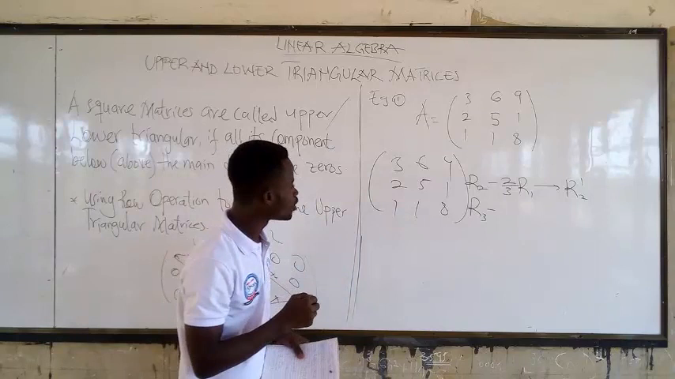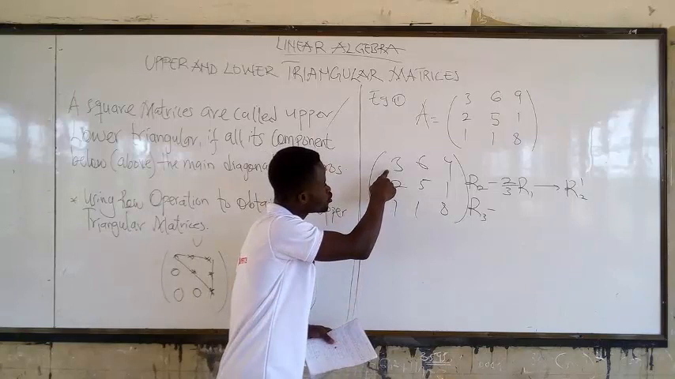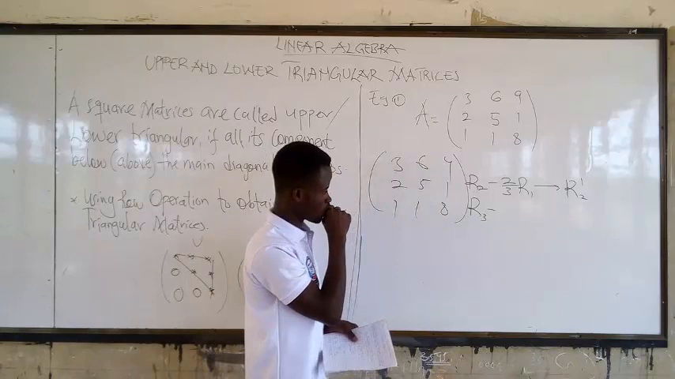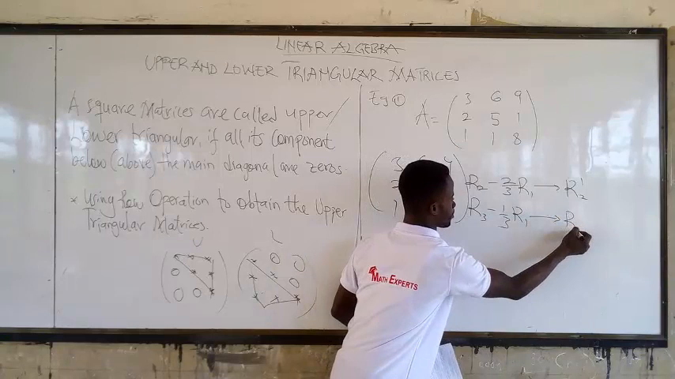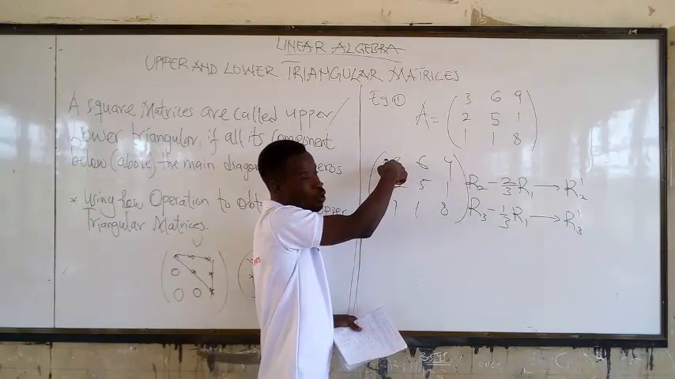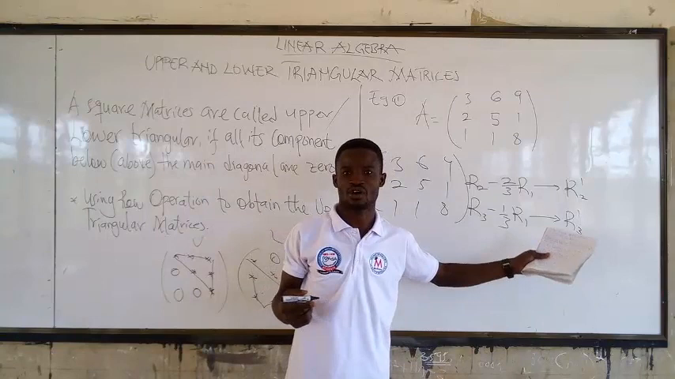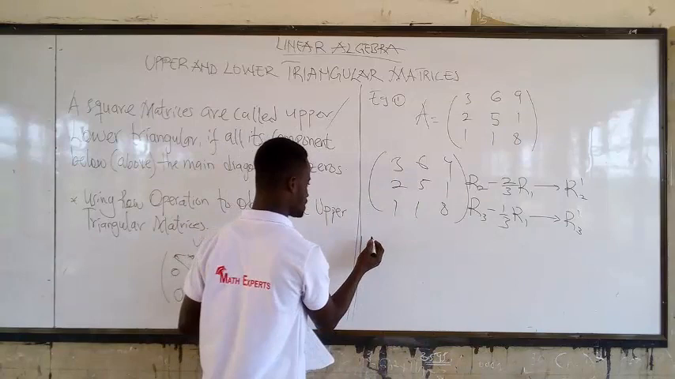Watch. Referencing the first row, here is 1 and here is 3. If I divide this 1 by 3 and multiply by row 1, one over 3 times row 1 will make it 1. There will be 1 minus 1, so that I can get there to be 0. Beautiful.